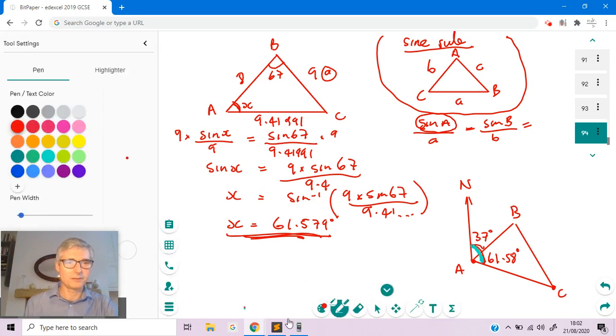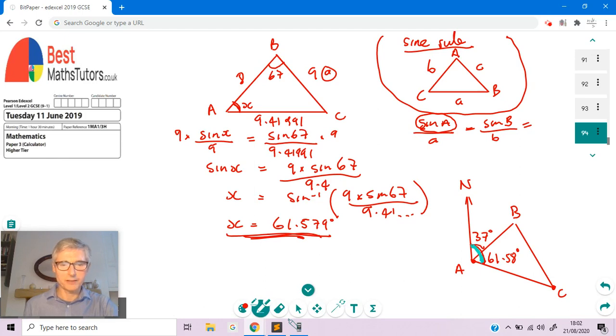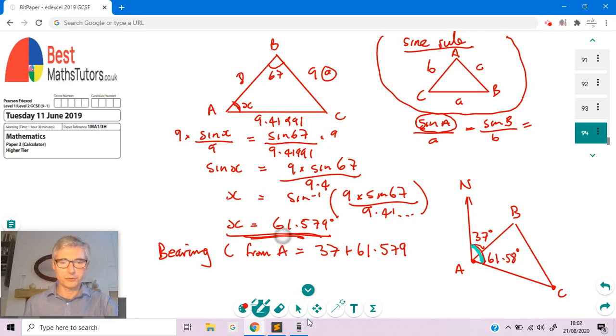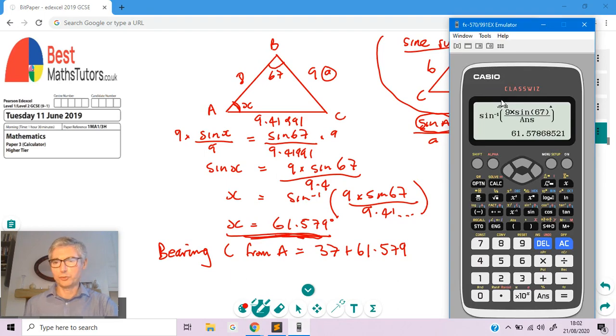So just turn back to red again. So what I've got to do is I've got to add 37 onto that. So the bearing of C from A equals 37 plus this 61.579. I'm just going to use the calculator just because I've rounded up this figure, and I'm going to use the answer button again, or use the figure that's on there. And I'm just going to add 37 to it. There we go, answer plus 37. So that's 98.58 to 2 decimal places.